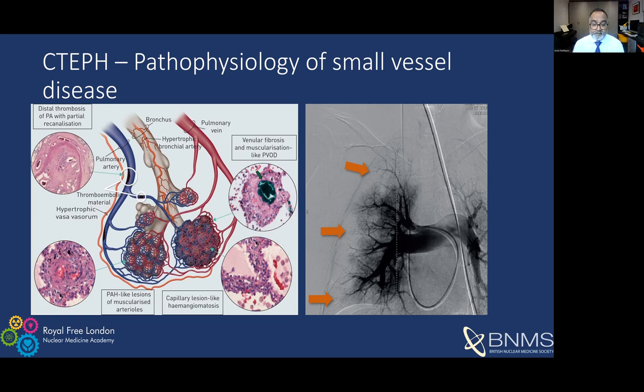And on a pulmonary angiogram, you can see these peripheral small defects showing up that are similar to what we would see corresponding to perfusion abnormalities on a VQ scan.